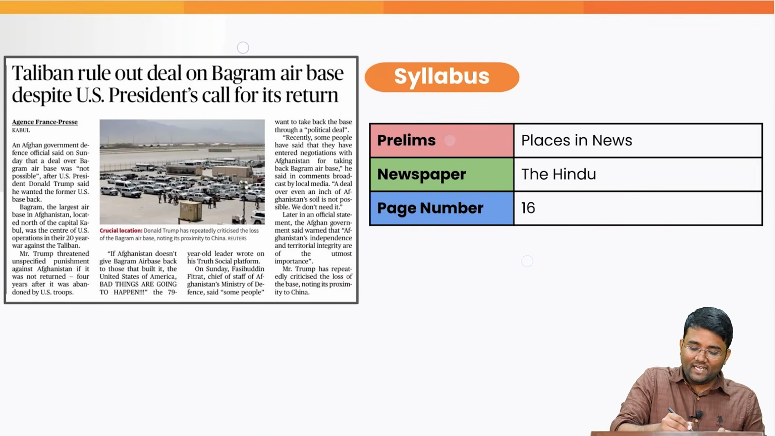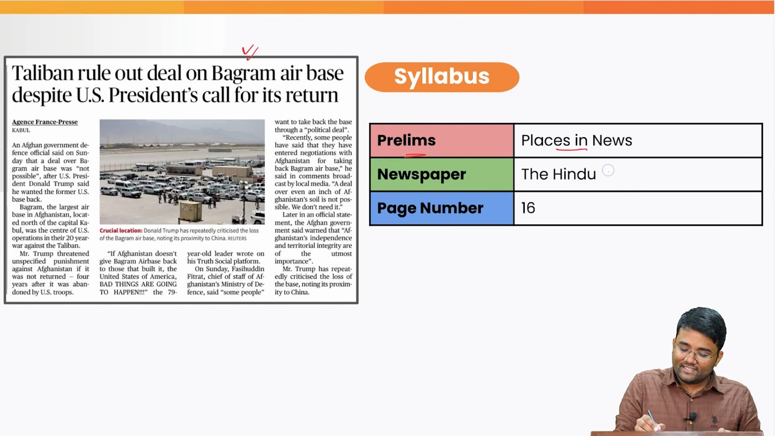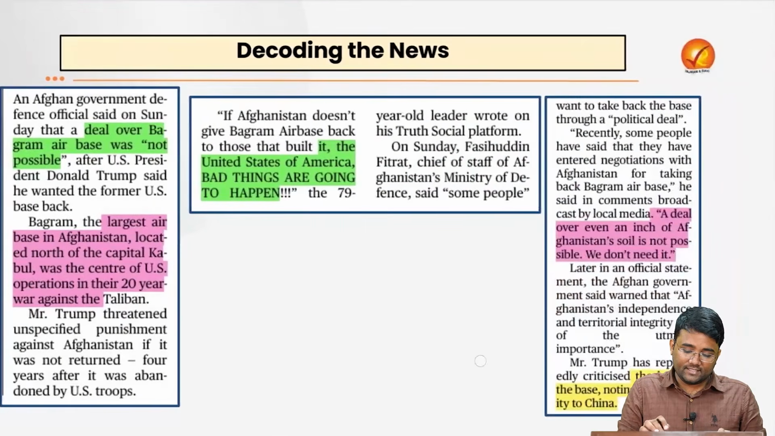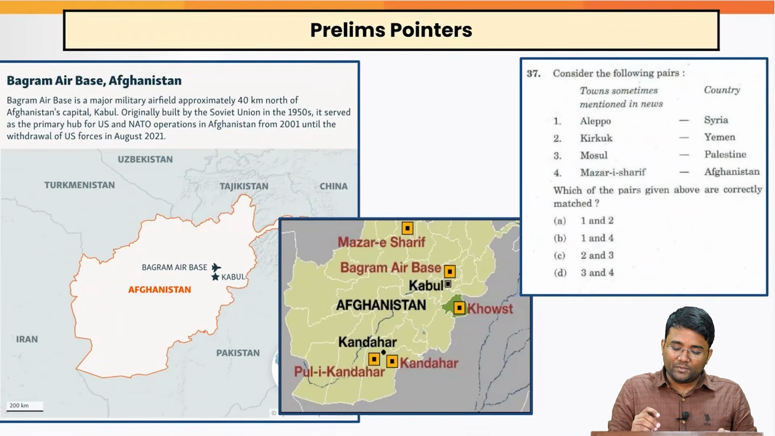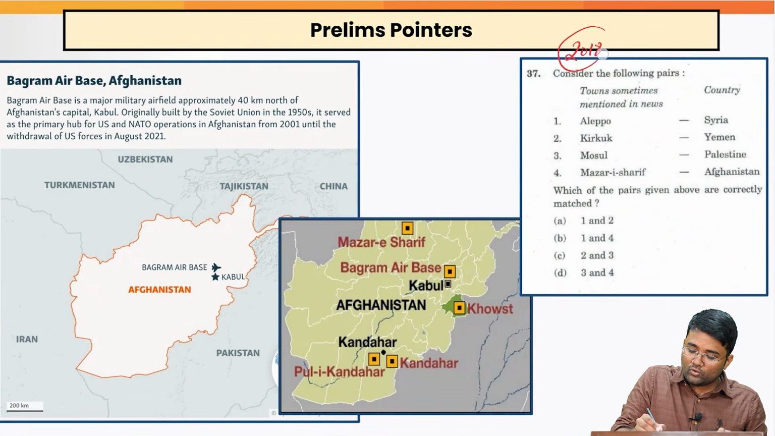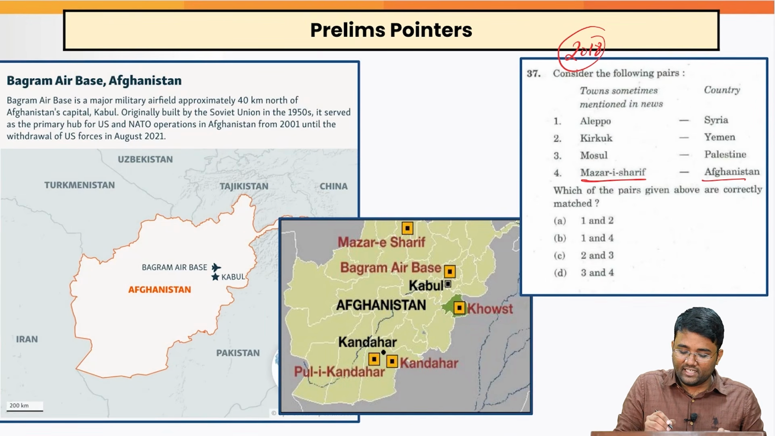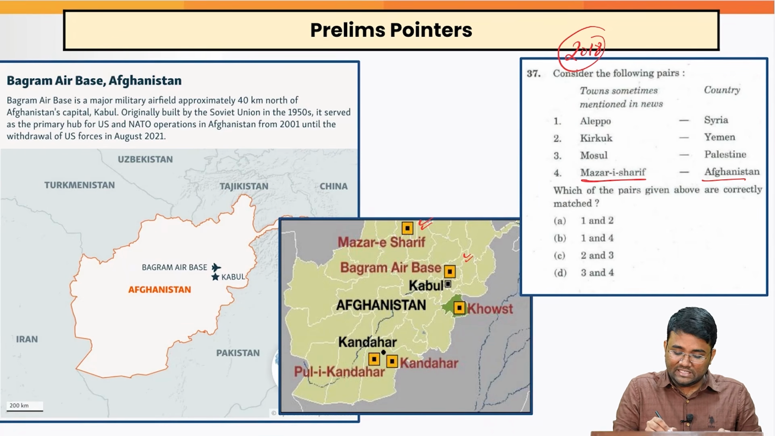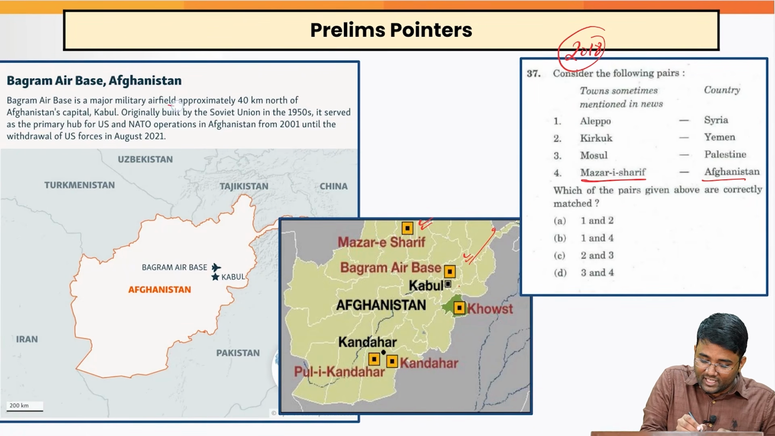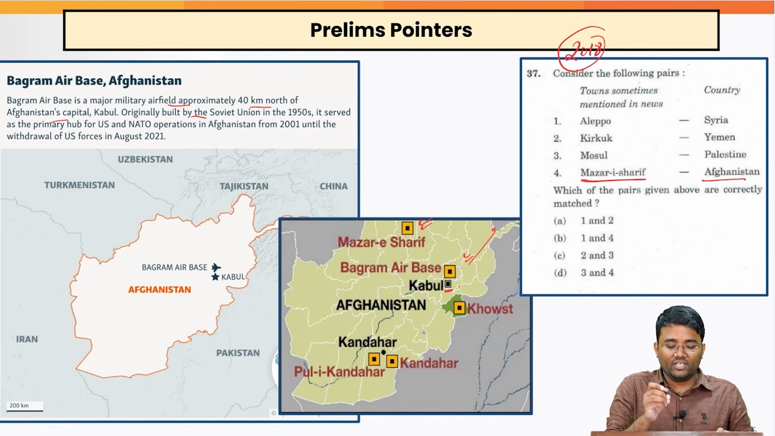Moving towards the next topic, that is Bagram Air Base, and this is related to your prelims topic, places in news, and this has appeared in today's The Hindu page number 16. Now, why is this important? Because UPSC in 2018 asked about one of the locations, Mazar-e-Sharif, which is in Afghanistan. This is Mazar-e-Sharif and this is the Bagram Air Base, which is near Kabul, and this is also near the China border. It is a major airfield approximately 40 km north of Afghanistan's capital Kabul, and it was originally built by the Soviet Union in the 1950s.